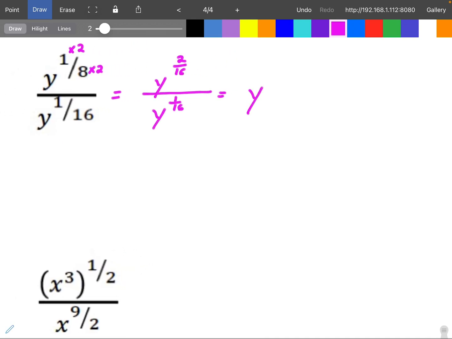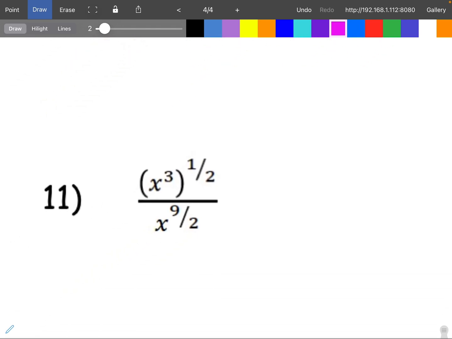So since they have the same base, we keep that base as y, but we're going to subtract our exponents. So since the higher exponent is on the top, then we're actually going to subtract the bottom one from the top one. So if we take this and subtract, then that gives us y to the 1 over 16 power, because 2 minus 1 is 1, and the denominator stays the same. Therefore, we have y to the 1/16 power. And that's it on that one.